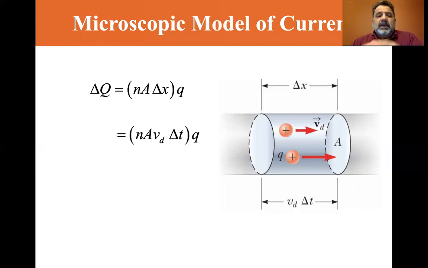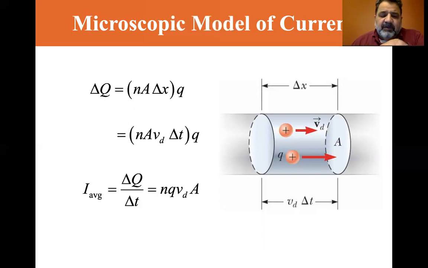Now, going all the way back to chapter 2, delta X is equal to velocity times delta T. The old distance equals rate times time. Well, rate is your velocity and time is your delta T, and that's the distance. So that's the equivalent equation. And the charge is the charge density times the area times velocity times delta t times q.